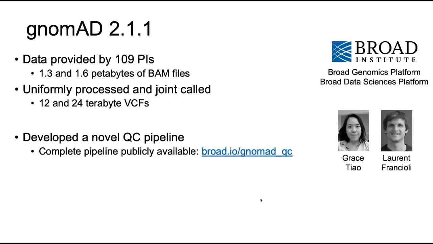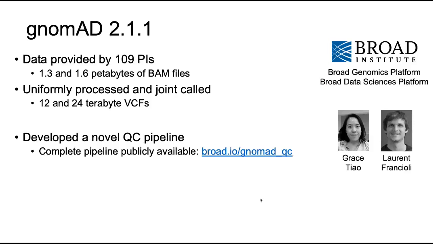This QC pipeline included a very extensive sample QC, where we were very stringent to figure out exactly which samples we should include, and then also a new variant QC pipeline, which is an improvement over VQSR, the current gold standard in the field. We use a random forest that takes a lot of quality metrics and creates a quality score for each variant.